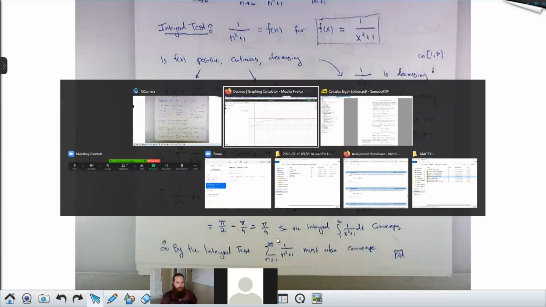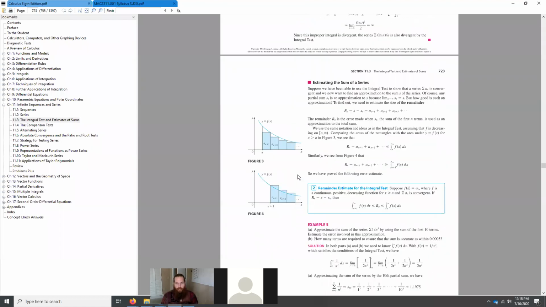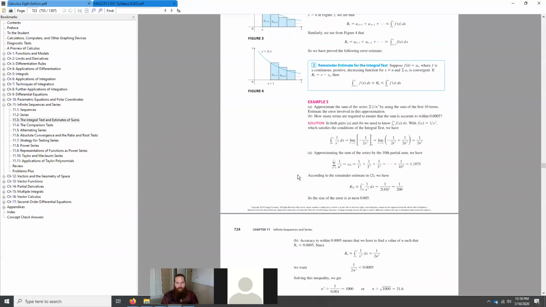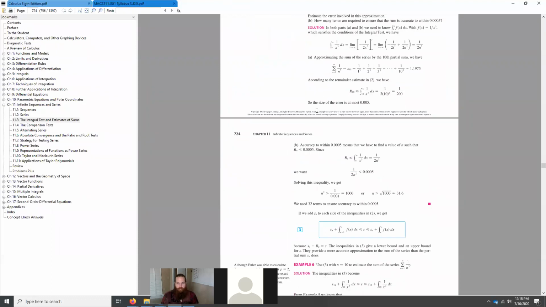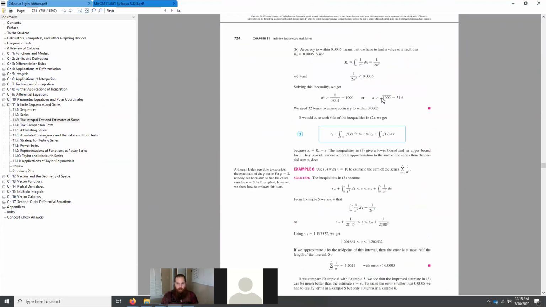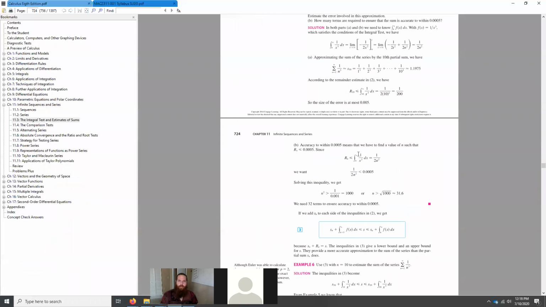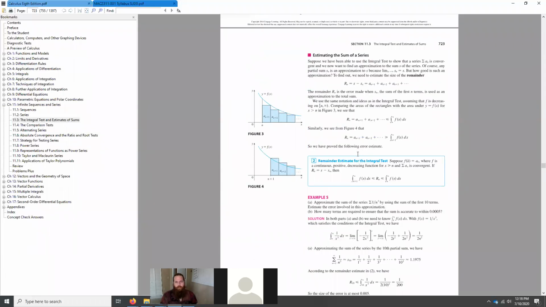If you look in the textbook, they do go into a little bit more detail estimating the infinite series. There's their proof of the integral test. It's a good proof. You should go through it. But I'm not going to make you guys do that, right? So I'm not going to make you estimate the value of the series using this inequality from the integral test. I'm just concerned that you know how to use the integral test itself.